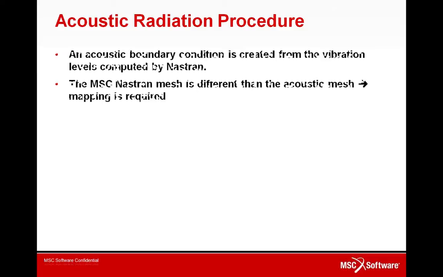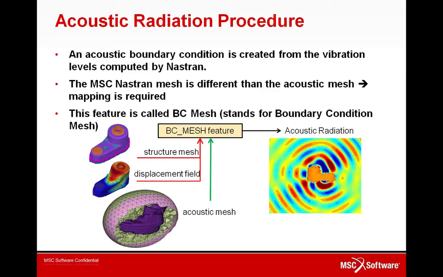The transfer of information between Nastran and Actran is done through an acoustic boundary condition that is created from the vibration levels computed by Nastran. And because the Nastran mesh usually has a different mesh refinement than the acoustic mesh, a mapping strategy will be required. These two ingredients are embedded in Actran in what we call the BC mesh feature, and BC mesh stands for boundary condition mesh.